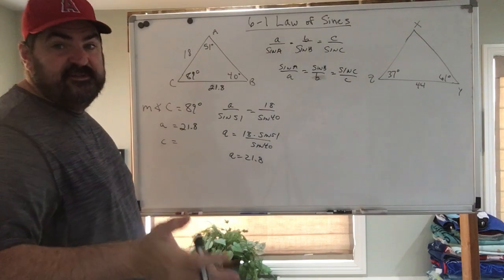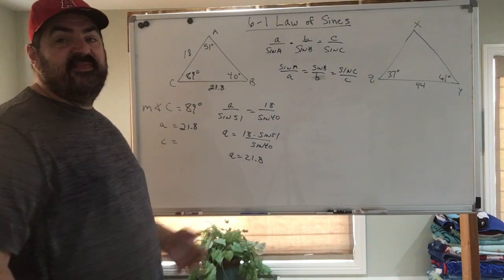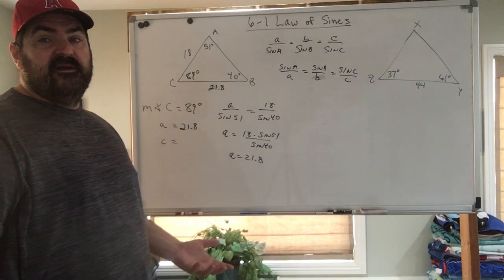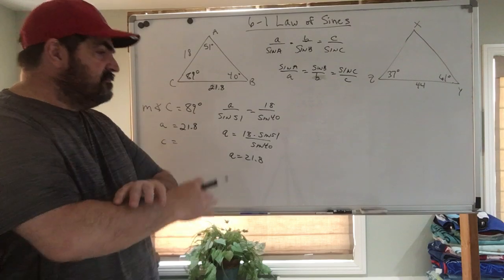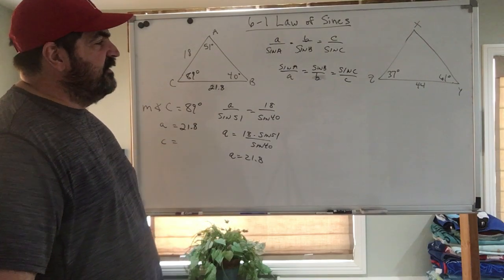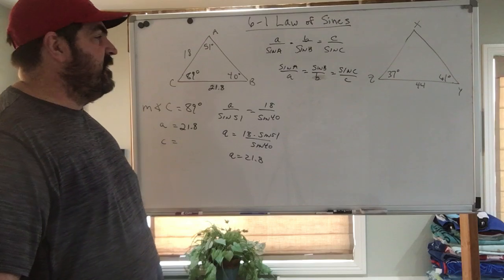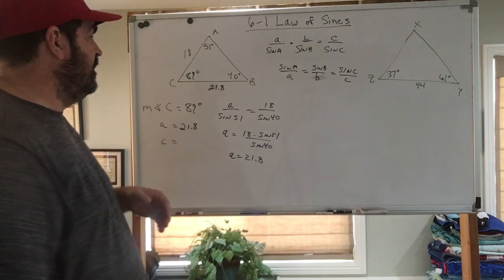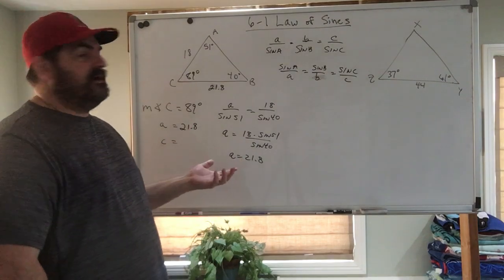The biggest mistake people make here is they think they can do Pythagorean theorem. This is not a right triangle. Pythagorean theorem does not have any chance of working here. So do not even bother with that. It only works in right triangles. It's great, but we don't have a right triangle here.